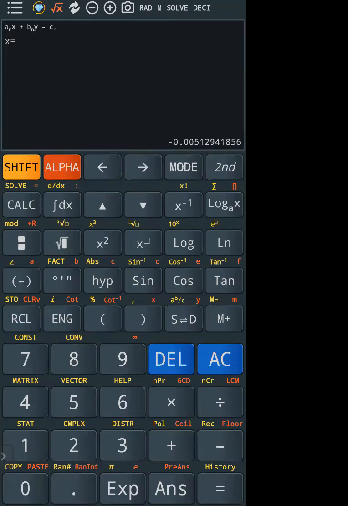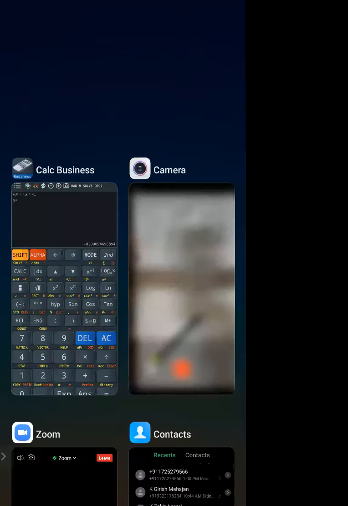We'll write minus 0.0051. This is V2, and theta 2 I'm getting as minus 0.0009. This is in radian, and this is in mm. Are you getting the same? Yes, sir. These are the values which you got.